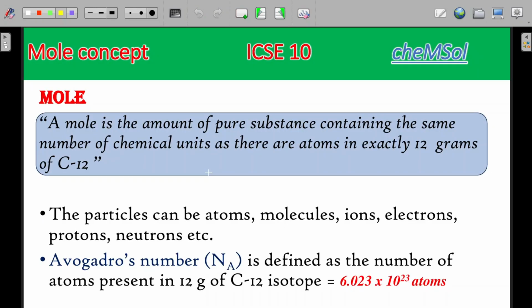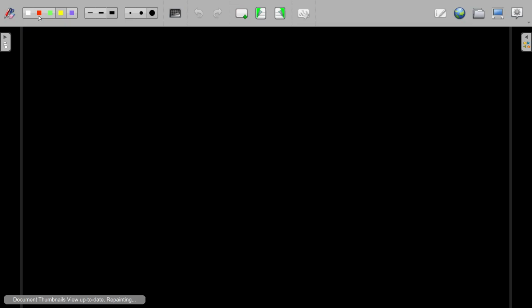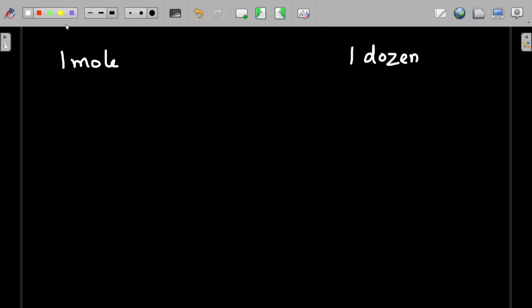So this is the definition which I just explained. But what actually does the mole mean? I will compare it with a dozen, then it will become easy for you. One dozen, all of us know, means 12. So if I ask one dozen of X, it is 12 X. One dozen of bananas, 12 bananas. One dozen of pens, 12 pens.